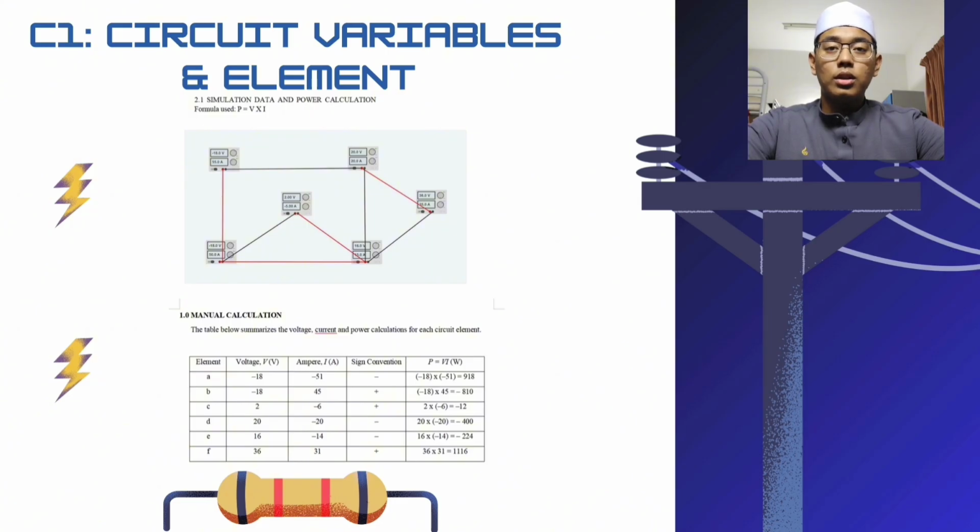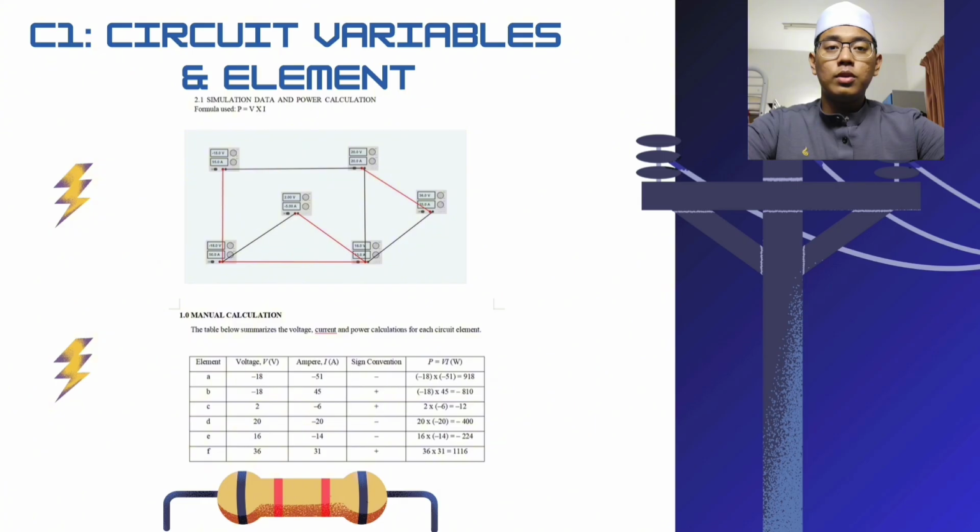Therefore, the power is 980 watts. For element B, the voltage is negative 80 volts and the current is 45 amperes, giving a power of negative 810 watts. The same calculation was repeated for elements C, D, E, and F until all power values were obtained.